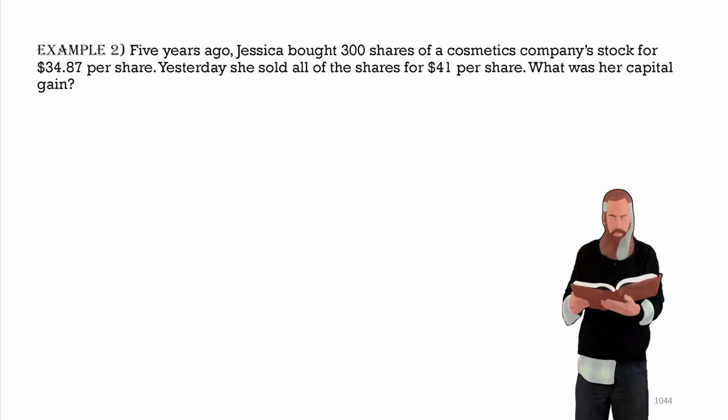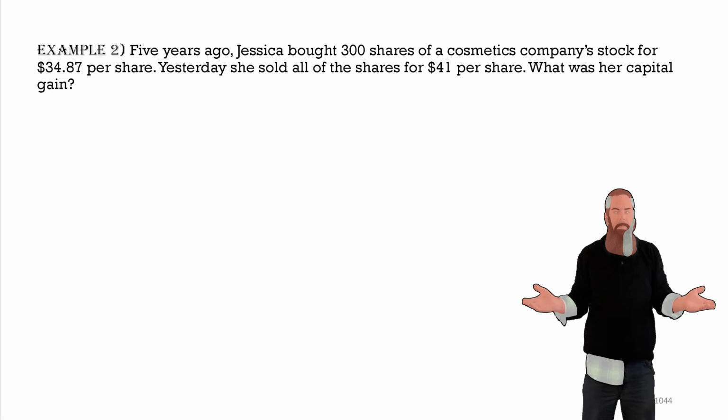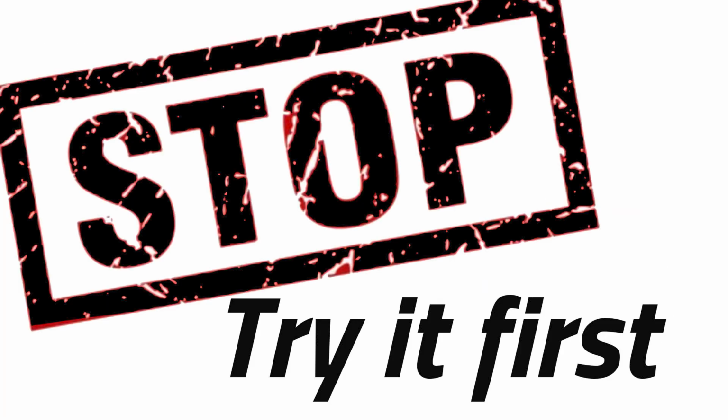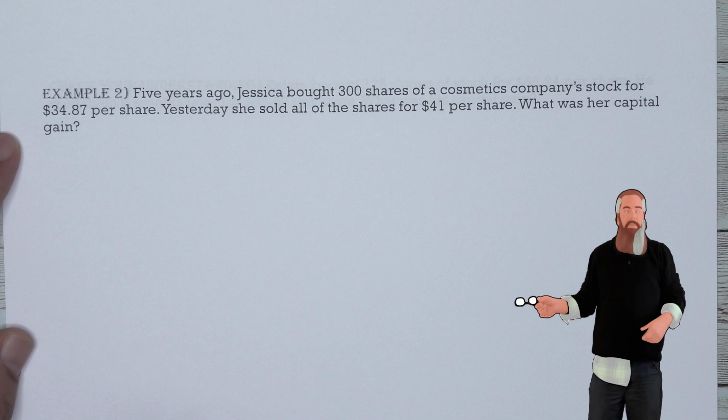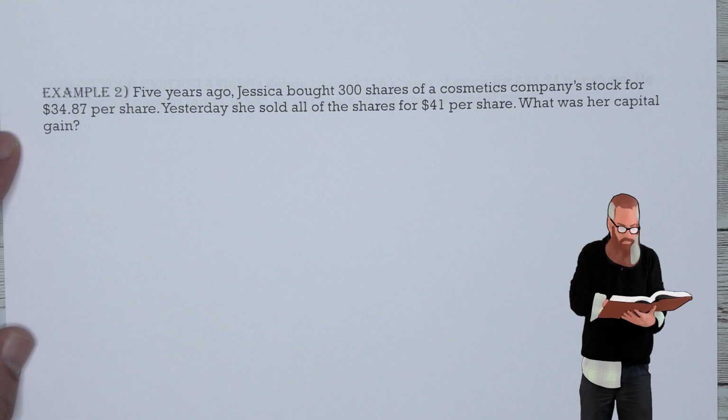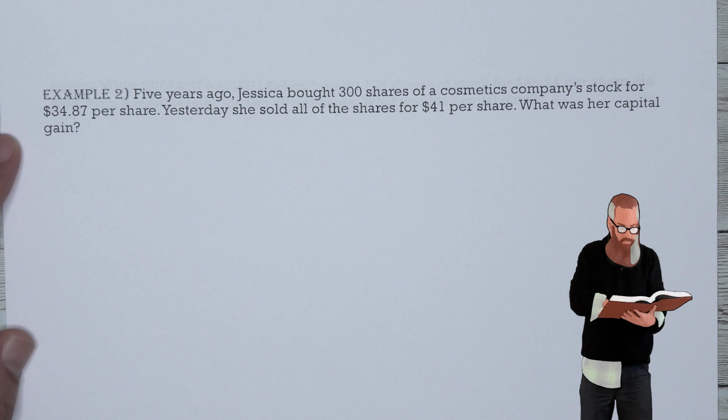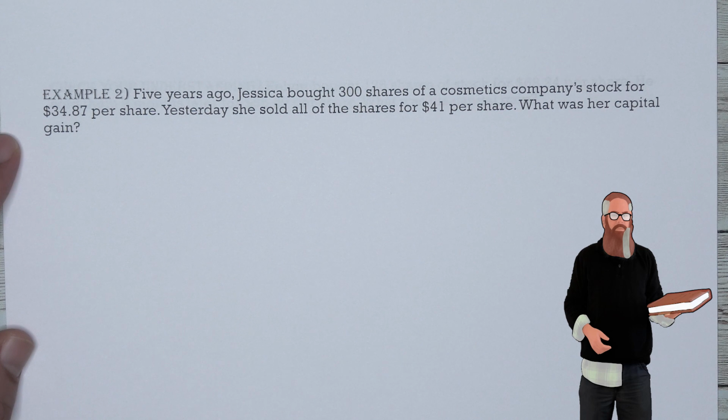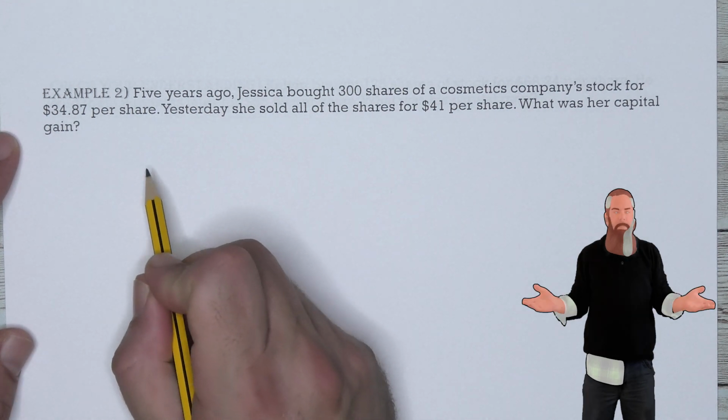5 years ago, Jessica bought 300 shares of a cosmetics company stock for $34.87 per share. Yesterday, she sold all of her shares for $41 per share. What was her capital gain? Well, we're going to multiply to find the purchase price of all 300 shares. And we're going to multiply the selling price of all 300 shares and subtract that to find the capital gains.